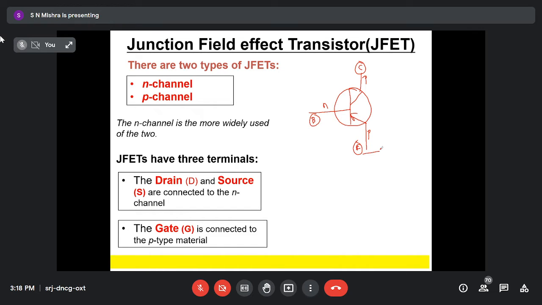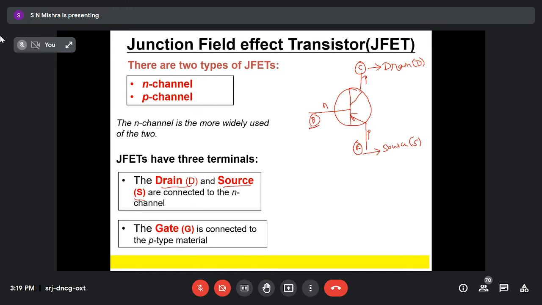So emitter means, why have we given emitter as the name? Because it will emit the charge carriers. So instead of emitter, here we'll give the name source, denoted as capital S. This is the source. Similarly, collector is collecting the charge carriers. So here we will not give collector as the name. This name is drain, that is represented as capital D. So this is your drain.